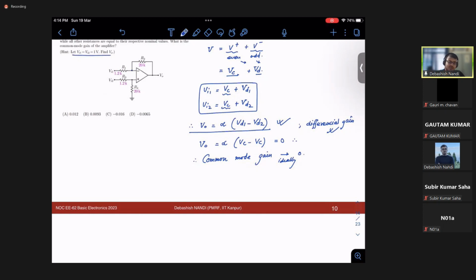If you just connect it like this with Vc, then this would be your gain. But they are hinting that you take Vc equal to 1, so that if you calculate your V naught, it will itself be the gain. So we'll follow whatever they have suggested in the question. Now tell me one thing.